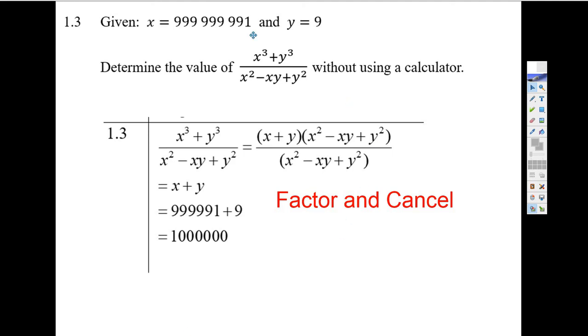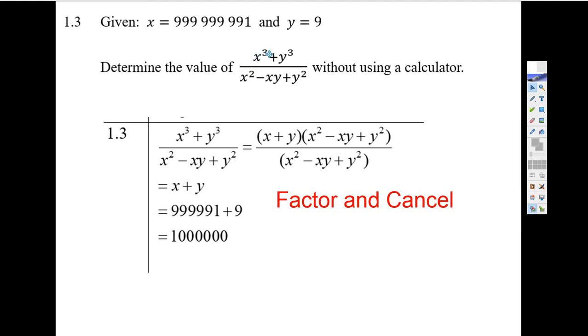Okay, we're going to try this last tricky question. I'm going to show you something that might help you deal with these questions where factoring and canceling can help you. They give you some number here, and it's like a billion almost, 999,999,991. And they say, let that be X.